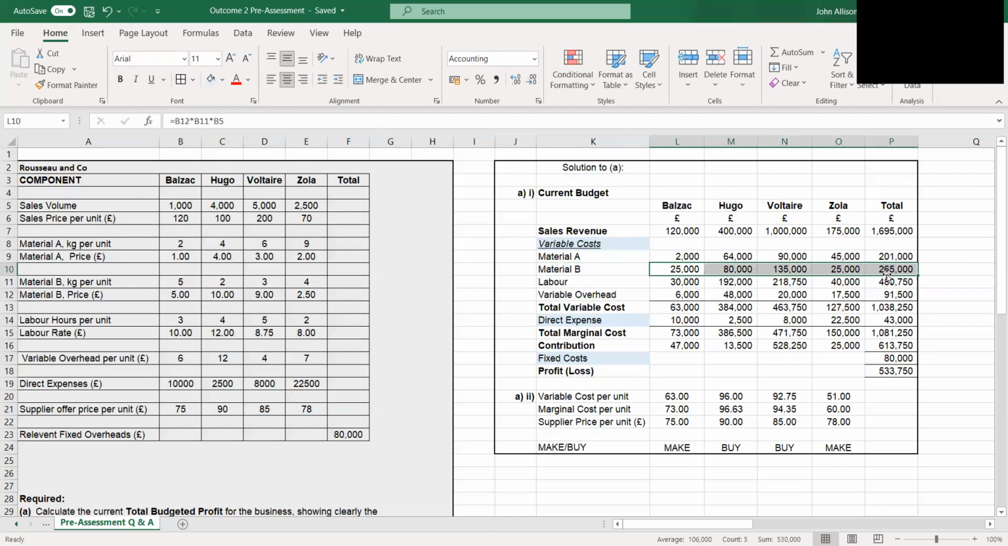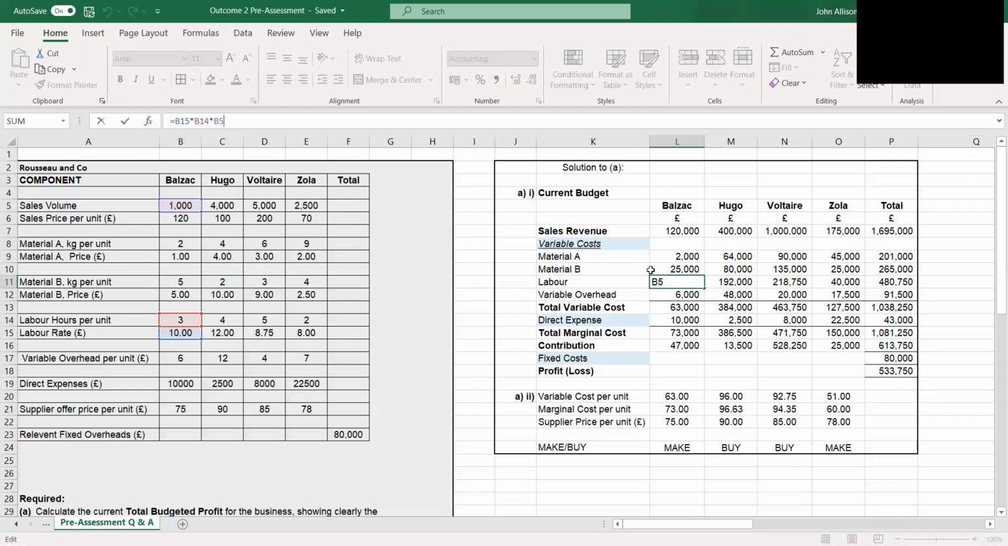So same deal along here. For the labour cost, it's going to be the hours per unit times the labour rate per hour. So we can see to make 1 unit of Balzac, it's going to be £10 per hour times 3 units, i.e. 3 hours per unit. So it's going to be £30 per unit multiplied by 1,000 units, which means I've got £30,000.